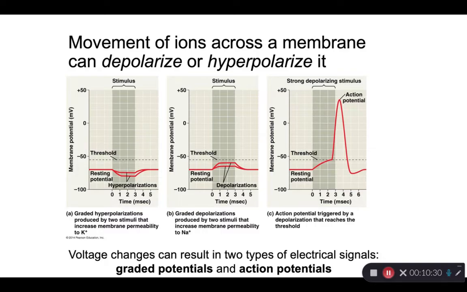Okay, so when either of these events happen, that can result in the generation of two different types of electrical signals. One type is called graded potentials. We're going to talk about those right now. The other type is called action potentials. We're going to talk about those in the next lecture, but that's what this third picture is showing here, what happens when an action potential gets triggered. But right now we're going to just stick with graded potentials.